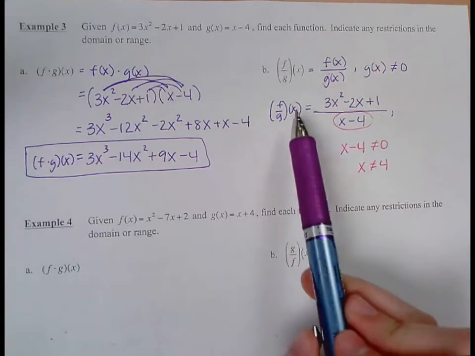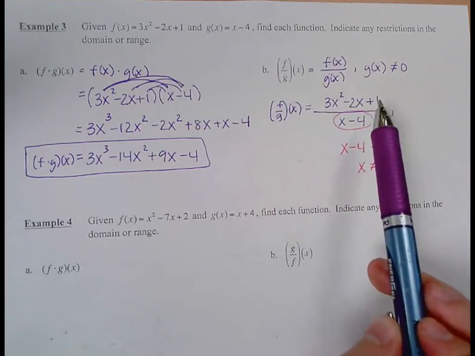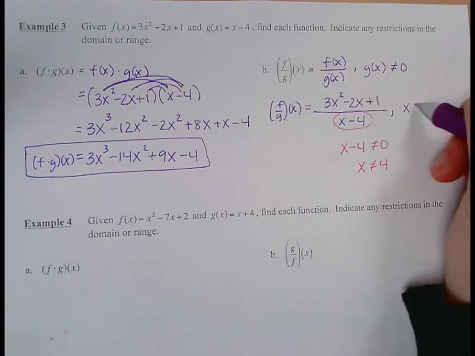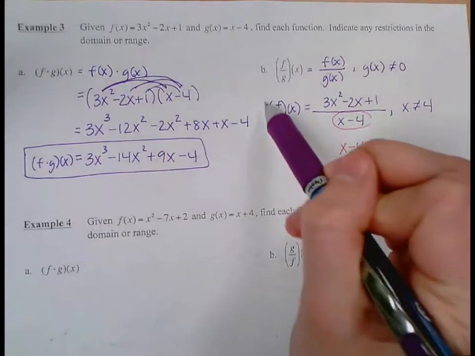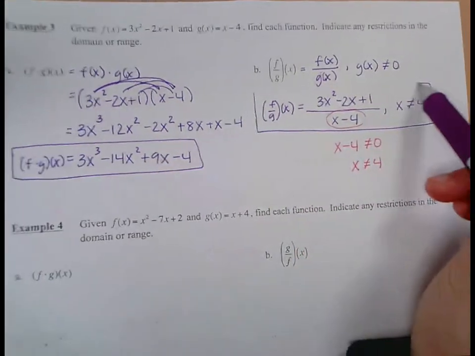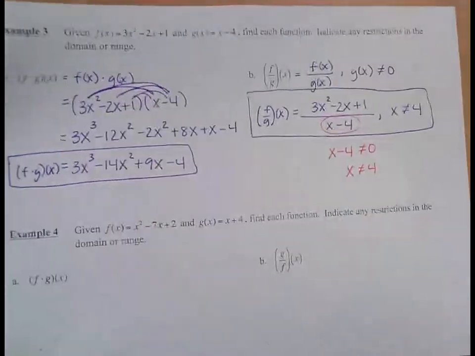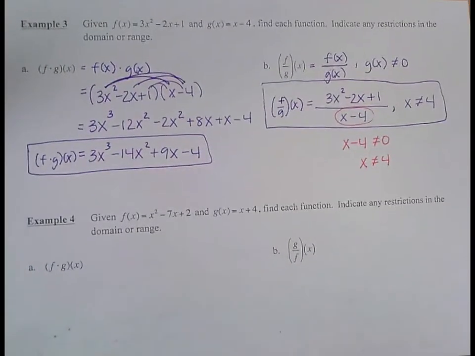So my answer, this is f divided by g of x, the function. The restriction on the domain is x cannot be 4. If the x value is 4, the denominator is 0, and that's undefined. So this whole thing would be the answer. Division is the only time you have to worry about that.